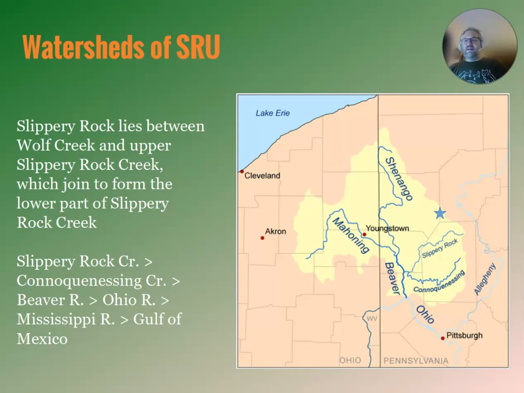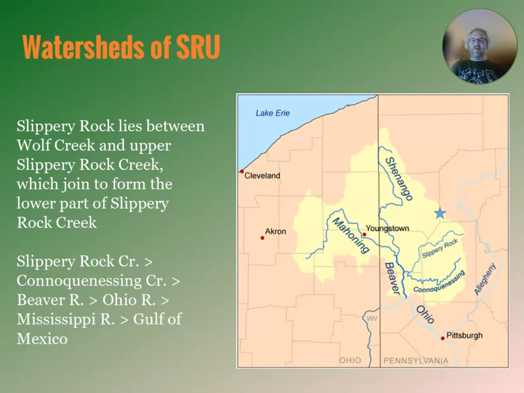Some of the streams in this sequence are called creeks, some are called rivers. There's no technical definition for the difference between them. The Connoquenessing, we could have called it the Connoquenessing River if we wanted to. Generally we call smaller things creeks, larger things rivers, but there's no official dividing line of what makes something truly a river or truly a creek. So the names are kind of arbitrary there.